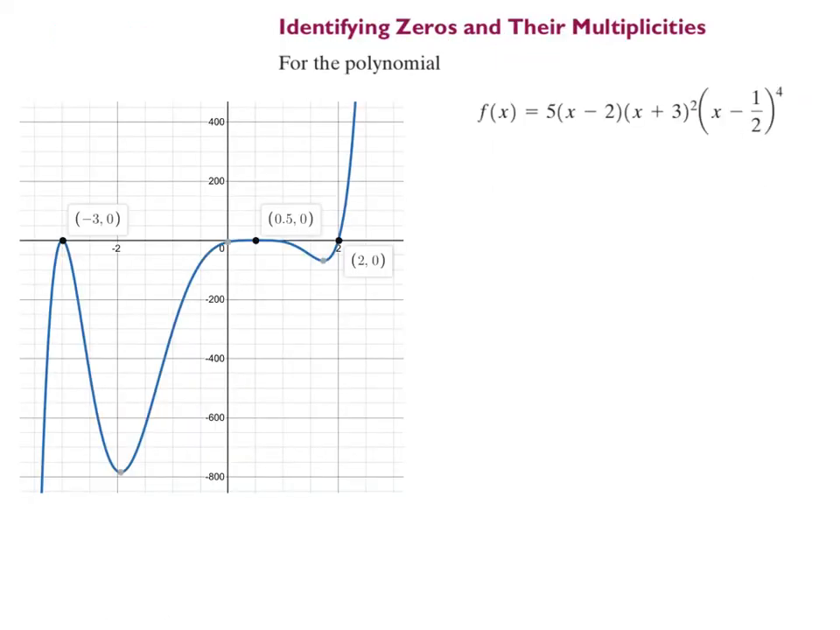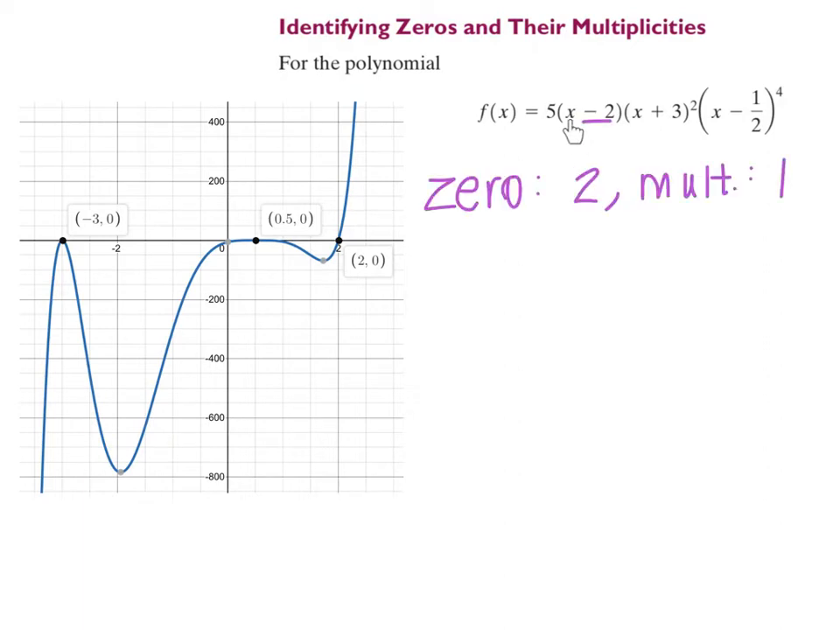So now let's take a function and identify its zeros and those zeros' multiplicities. So our function is this long function here. It's in factored form, which makes my life so much easier. And I also graphed it, unnecessary, but it's always good to have a visual. All right, let's identify our zeros.